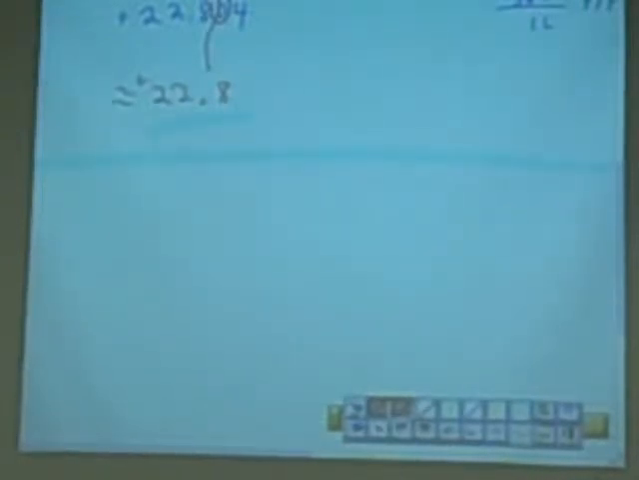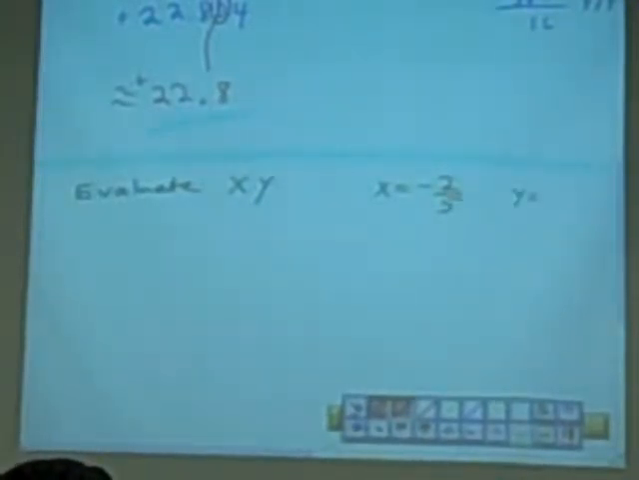Okay, evaluate xy, where x equals negative 2 over 5 and y equals negative 5 over 6. So remember that illustration of cutting that x out, put parentheses, right? And we're going to put in a negative 2 over 5 in there.